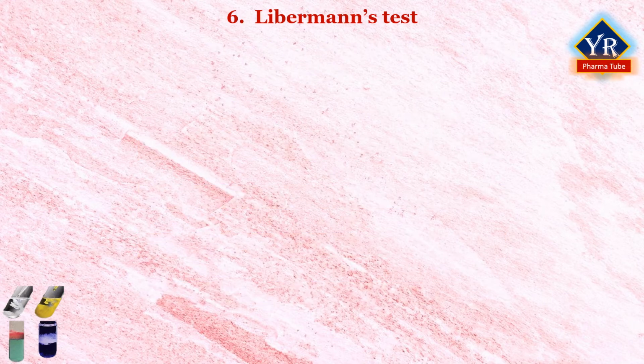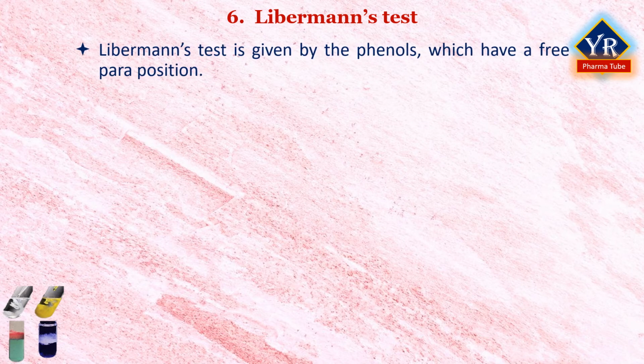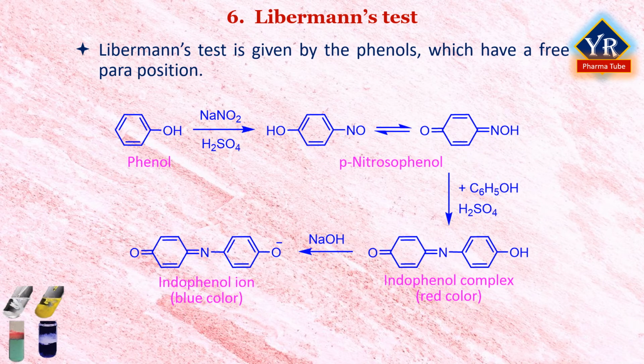And the last qualitative test for phenols is Lieberman's test. This test is given by those phenols which have a free para position. In this test, phenol is dissolved in concentrated sulfuric acid and sodium nitrite solution is added in it. In this mixture, sodium nitrite reacts with concentrated sulfuric acid and gives nitrous acid and sodium sulfate.